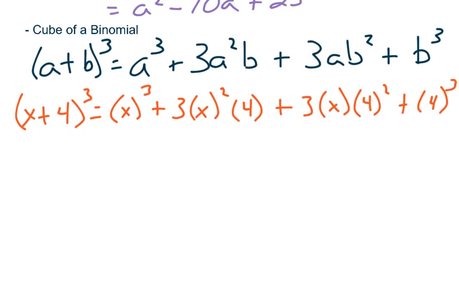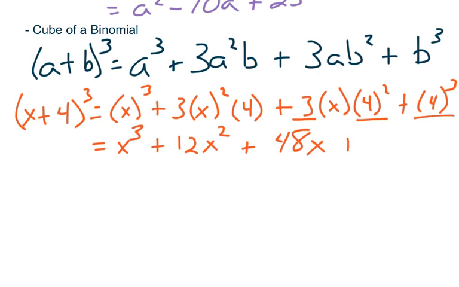Okay, let's clean this up. x cubed is just x cubed. 3 times x squared times 4: well, 3 times 4 is 12, and then x squared is x squared. Third term, 4 squared is 16, 16 times 3 is 48, and then 48 times x is 48x. And then the last term, 4 cubed, is 64. So x cubed plus 12x squared plus 48x plus 64 is your final answer.